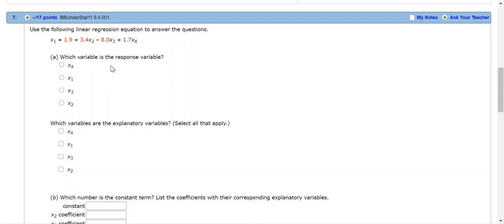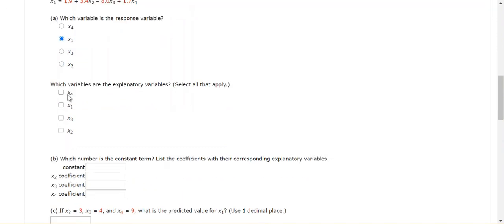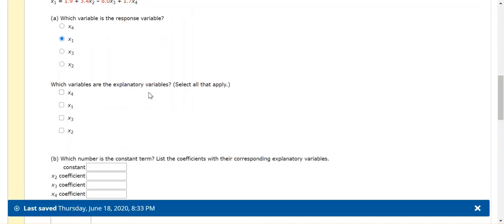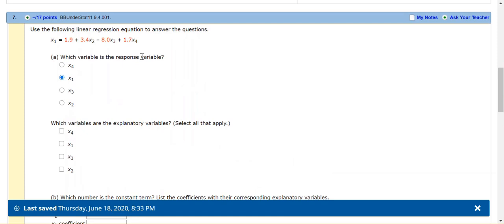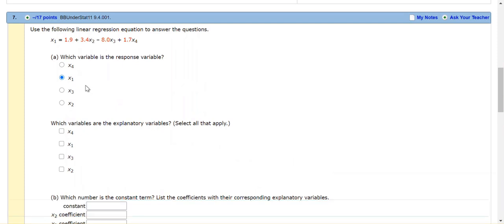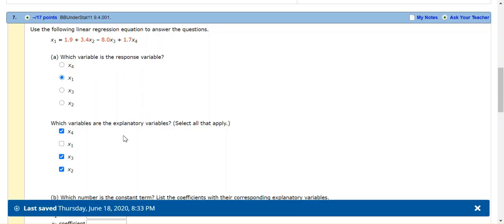So part A, which variable is the response variable? The response is the output of the function. So x1 is the response variable. Which variables are the explanatory variables? Explanatory variables are the inputs of a function. So x2, x3, and x4 are the inputs. So output is response, input is explanatory.